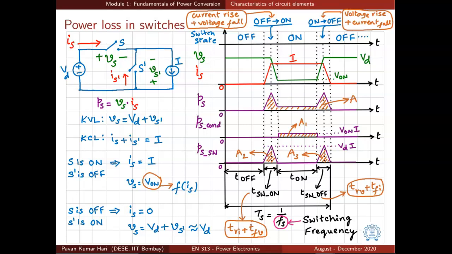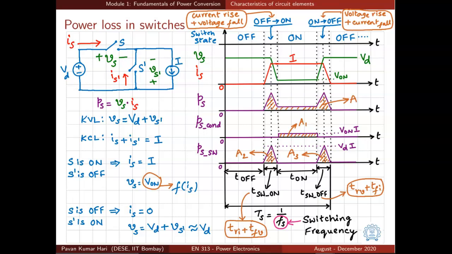However, since KCL has to be maintained, that means Is plus Is bar has to be equal to I, and that can only happen when Is becomes equal to I. Is is still rising, so it has to reach I. Only when Is reaches I, Is bar will become 0. So as long as Is is less than I, Is bar will also be conducting. So both switches will be conducting and contributing to this current capital I.